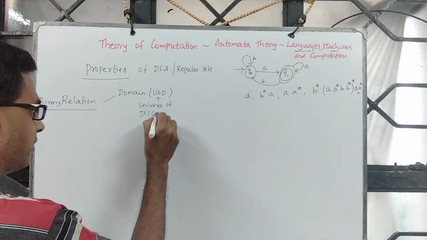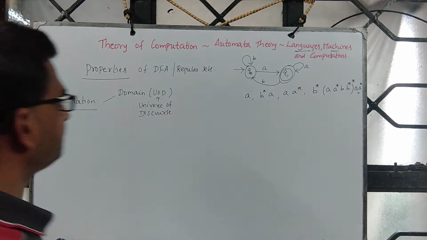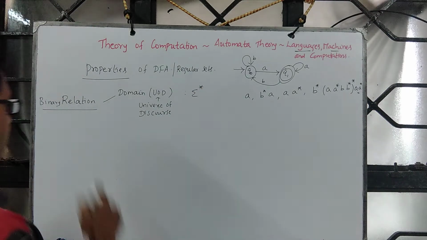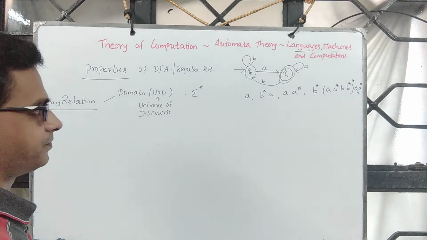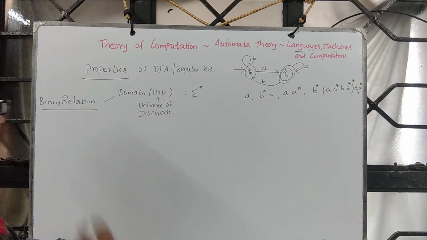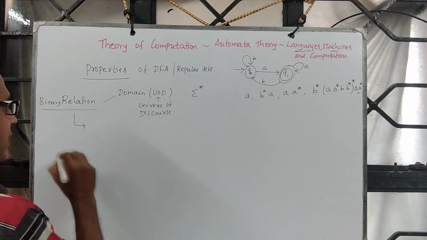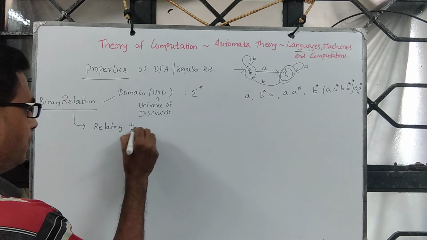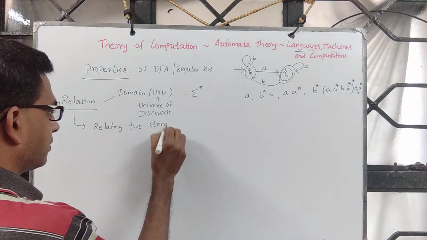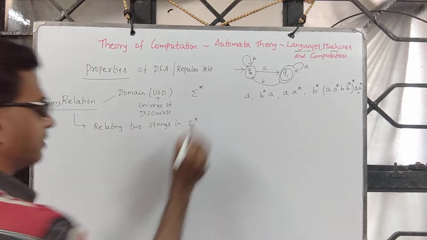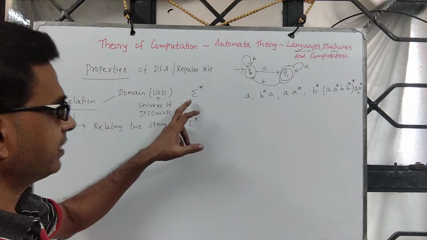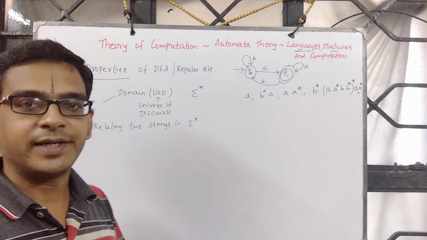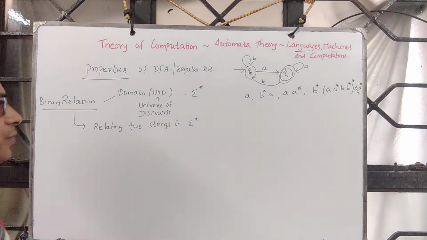You must have seen this in a discrete structures course. So the domain is sigma star. With respect to this sigma star, we are going to define a binary relation, which means relating two strings in sigma star. You take some two strings. Now we tell how these two strings are related. Okay. So what we do is the following.